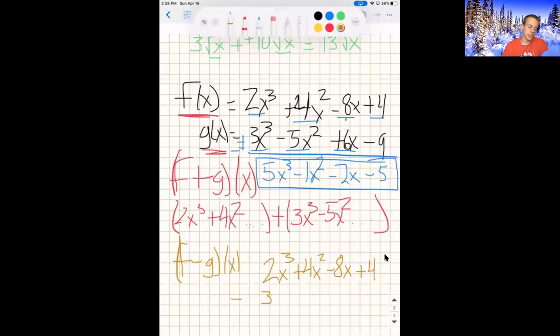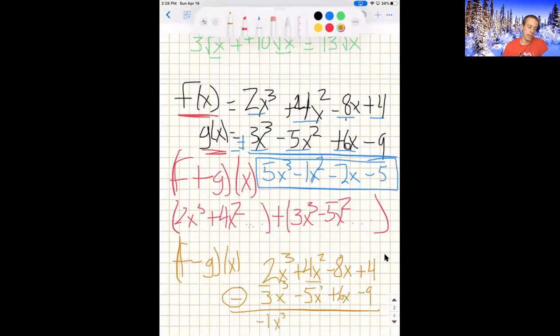Minus 3x cubed minus 5x squared plus 6x minus 9. Okay, let me just remind you, we're doing this subtraction for all the terms. So we do 2 minus 3 will give us negative 1x cubed.